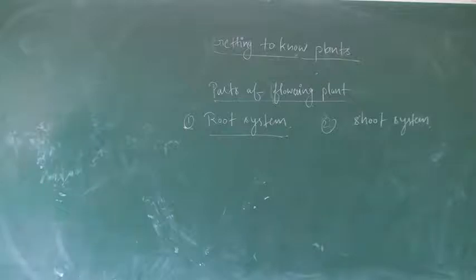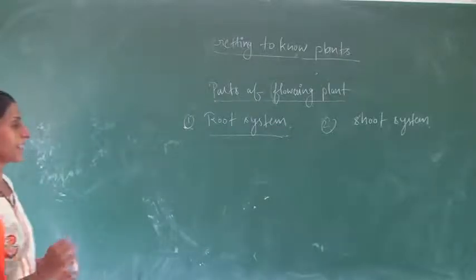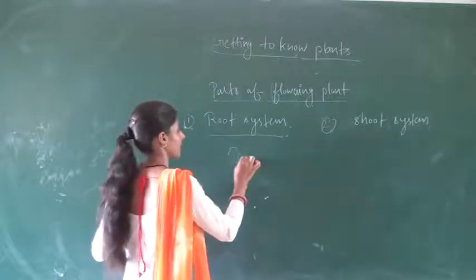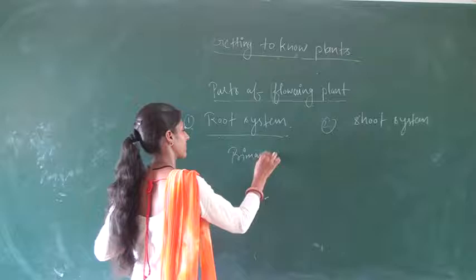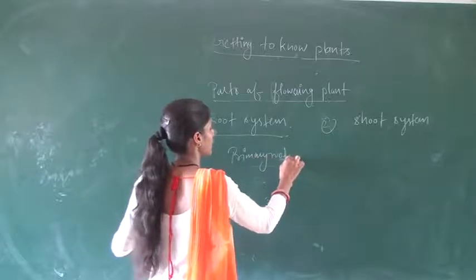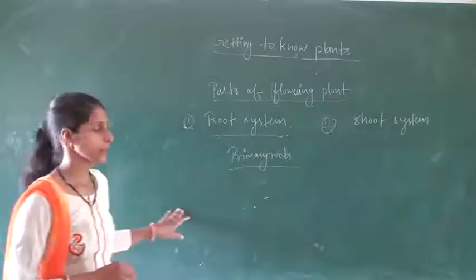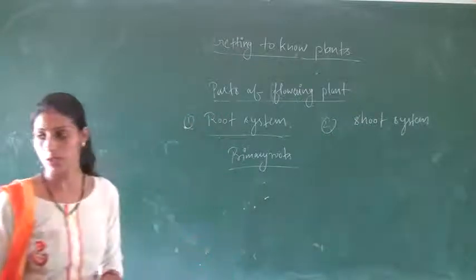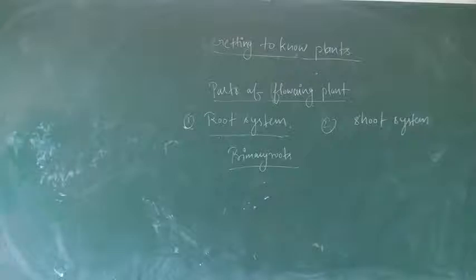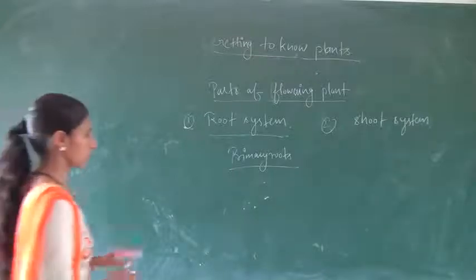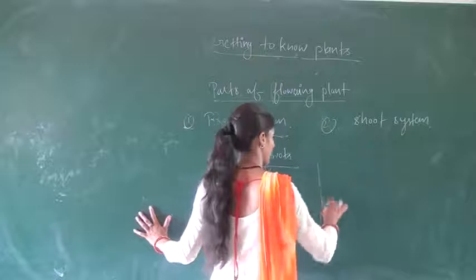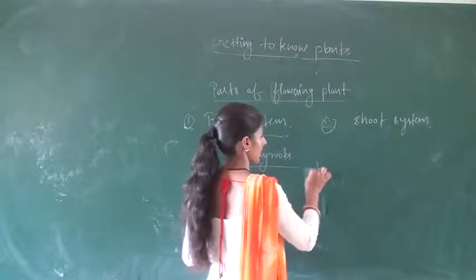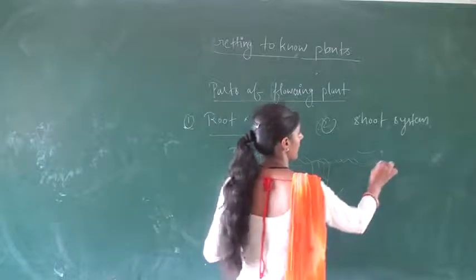And after that, they have some lateral branches. Mainly, first is the primary roots, and some lateral branches are the secondary roots and tertiary roots. Now the parts of the root. This is the ground.